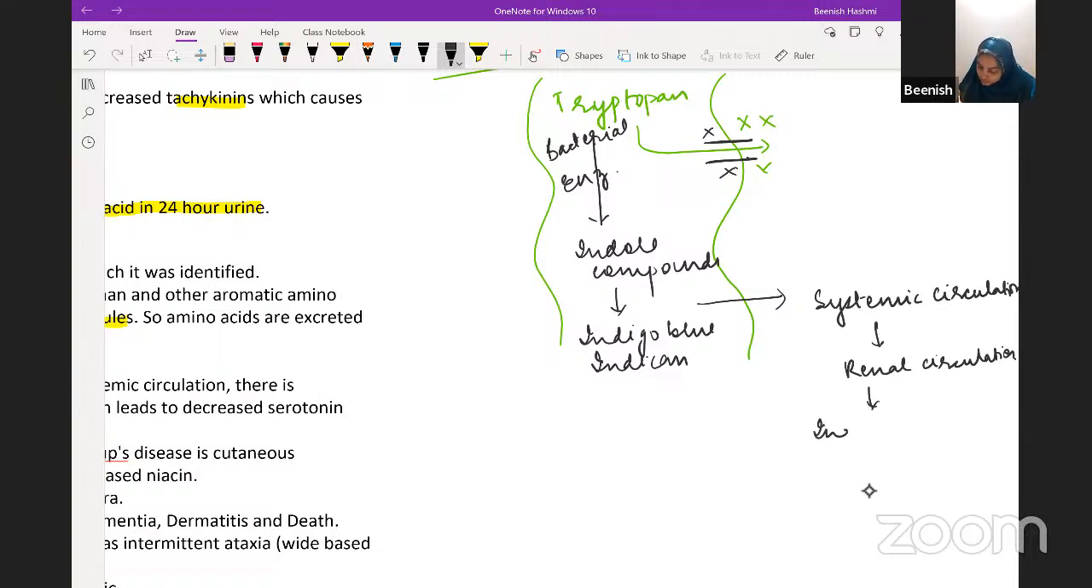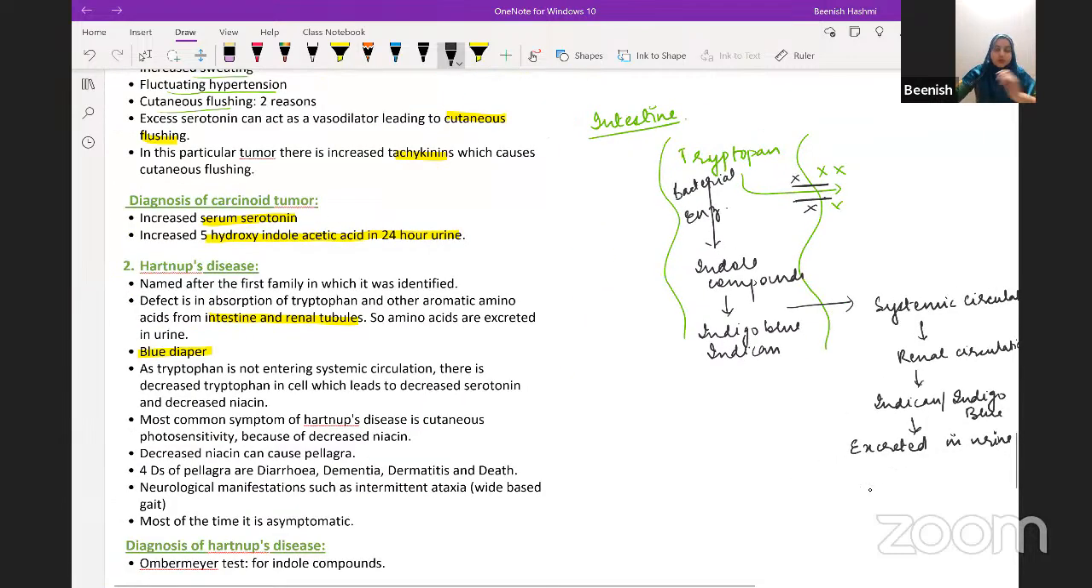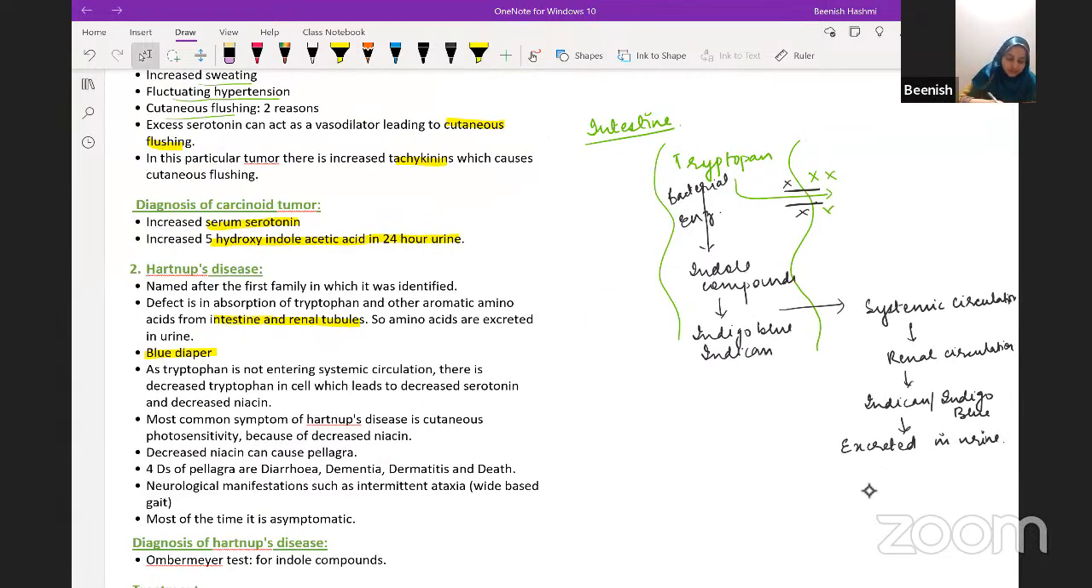So your indican or indigo blue, it is excreted in urine. Okay, and this is what contributes to blue diaper. Okay, because they're blue in color. So in Hartnup's disease, you can see there is blue diaper.